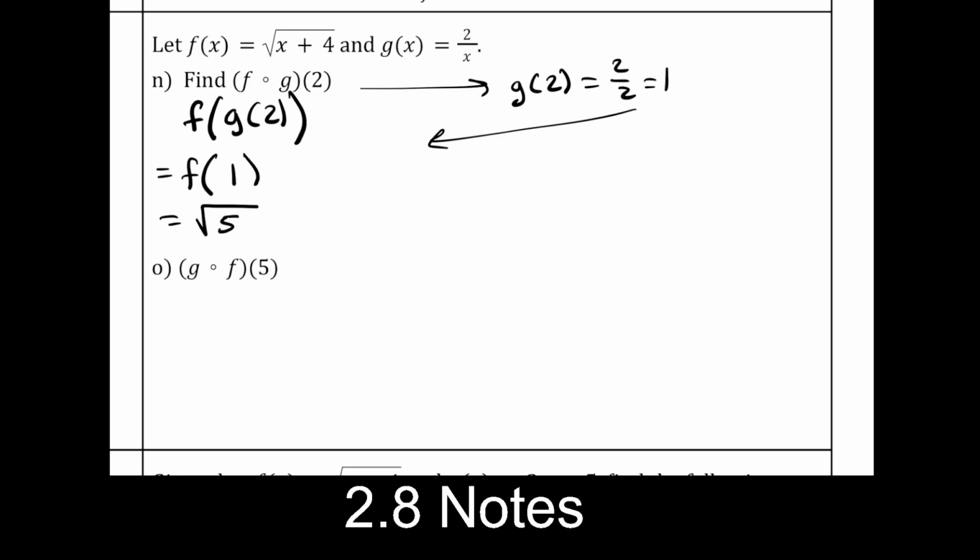And on the bottom, this is going to be g of f of 5. Try this one on your own. Pause me. Okay. F of 5 is the square root of 9. And of course, the square root of 9 is 3. So this is going to be g of 3. And g of 3 is just the g function with 3 plugged in, so 2/3. So nothing too crazy here, right? Again, you're thinking of those nested dolls, okay?